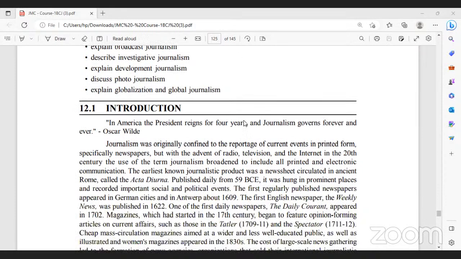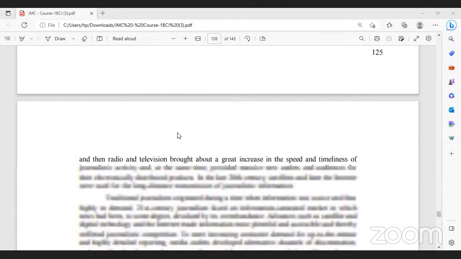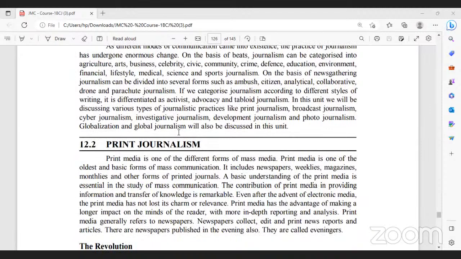In America, the president reigns for 4 years and journalism governs forever and ever. It's an adage given by Oscar Wilde. So journalism, as we understand, this is all repetitive, what is journalism and all those things. Now we have to understand that when we are talking about journalism, it is basically the print media that we talk about.